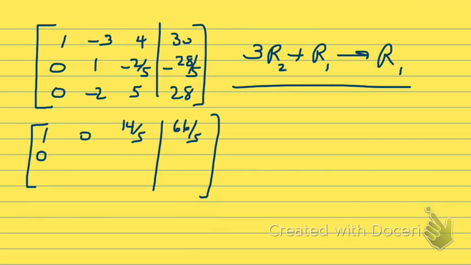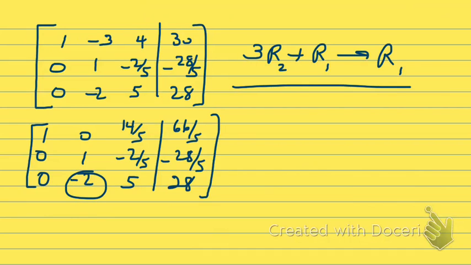Second row is 0, 1, -2/5, -28/5. And the third row, 0, -2, 5, 28. At this time, we want to work to get a 0 right here. To get that 0, we need another times row add, a +2. So let's make this operation: 2 times the second row, add it to the third row, and this will replace the third row.